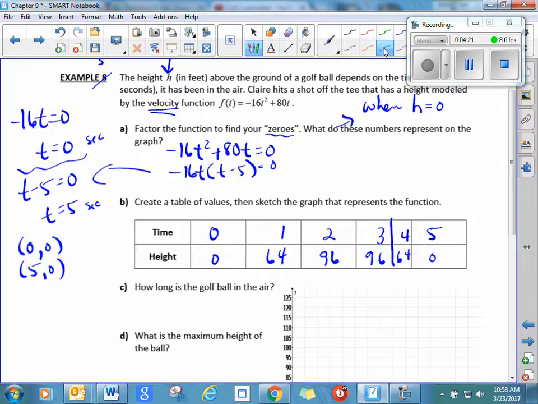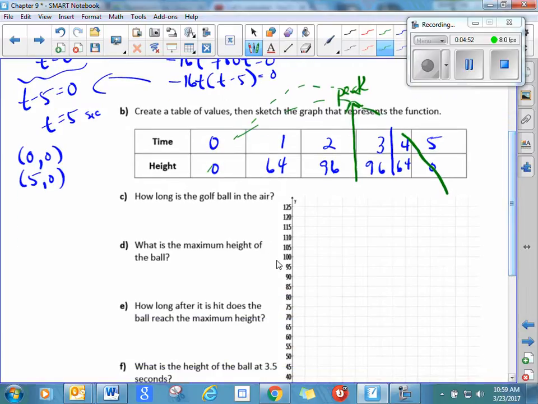So what is that telling you? It's telling you that right in here, somewhere, probably at 2.5 seconds, it's at its peak. So it's coming up from the ground, peaking, and then, this is a terrible graph, but you get the drift, it's going back down. So it's at 96 in 2 places, 2 time segments. It's at 64, and of course it comes back down to the ground.